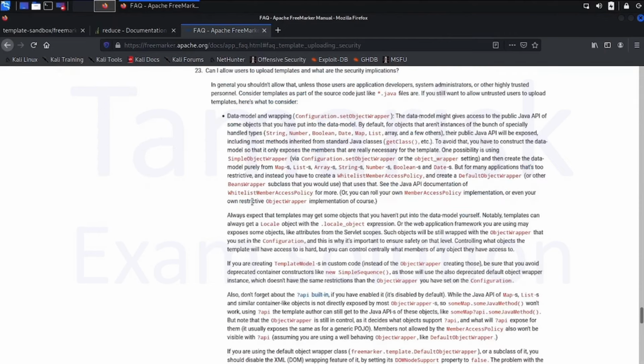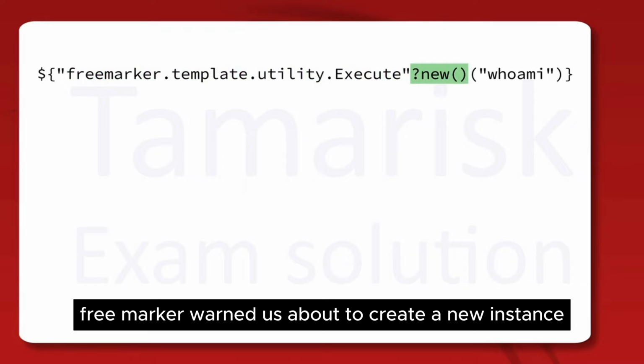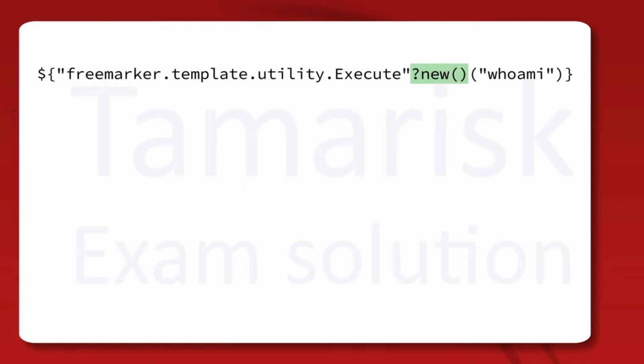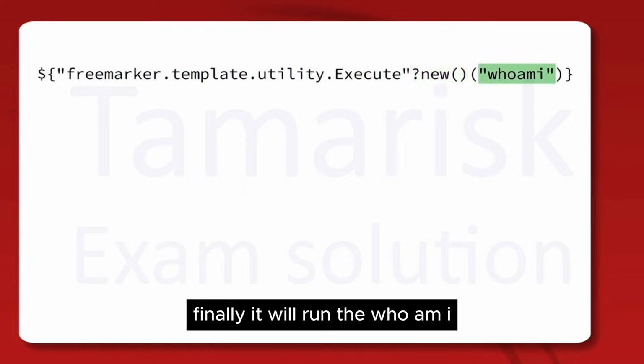Let's put it together and build the payload. The payload will first reference the class we found that can execute arbitrary commands. Next, it will use the technique FreeMarker warned us about to create a new instance. Finally, it will run the whoami command using the response of the newly created class. Let's put this into our sandbox and review the output.